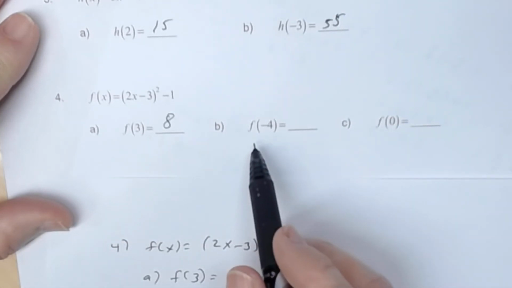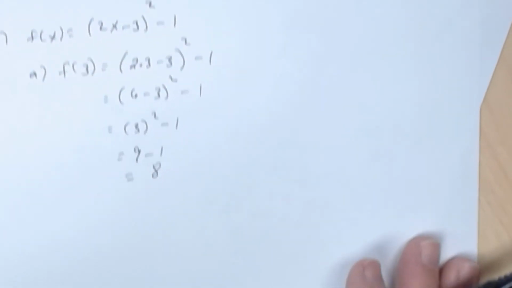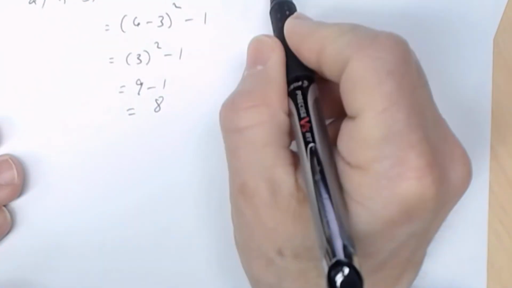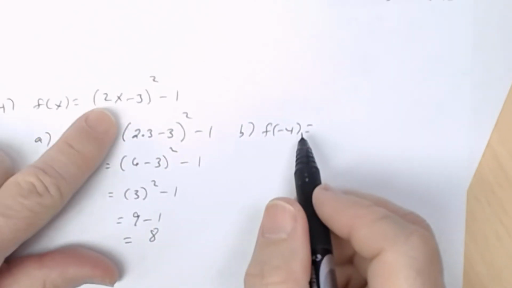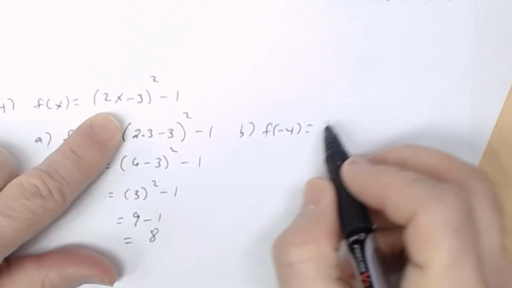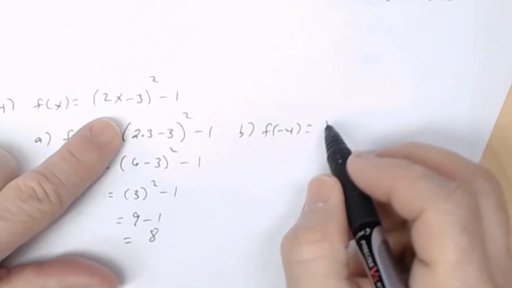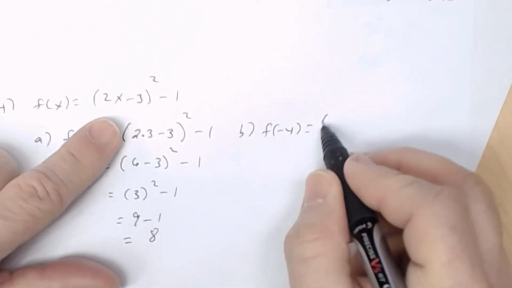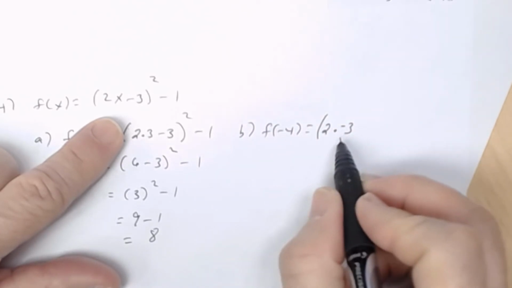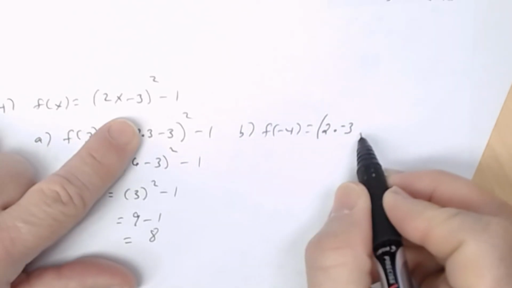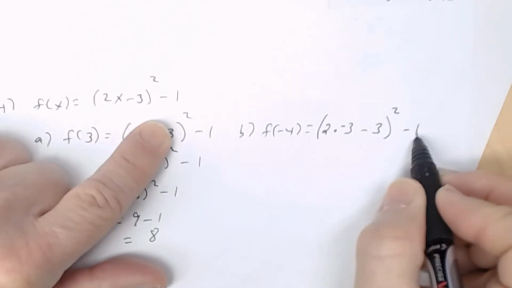All right, now for part B, we want to find f of negative 4. So in part B, you have f of negative 4 is equal. So again, wherever you see the variable x, you can substitute negative 4. Now, you got to be careful here. I don't want to put too many parentheses inside of another. So I'm just going to do this. So I get 2 times a negative 4, just like this. Minus 3, whatever that is, I'm going to square, and then I'm going to subtract 1.